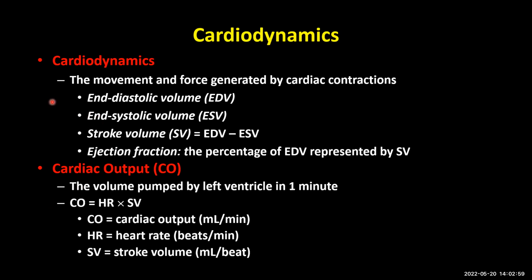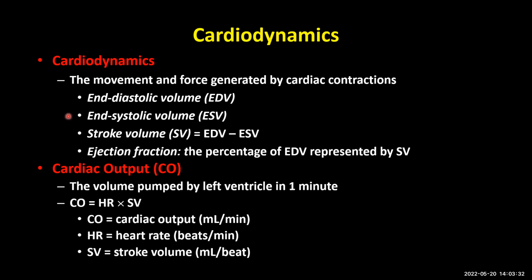To understand cardiodynamics, you have to know end-diastolic volume. What does it mean? It means that when the ventricles are totally relaxed, the ventricle is full of blood. So it has the maximum amount of blood. That's called end-diastolic volume. All four valves are closed. The ventricles are relaxed.